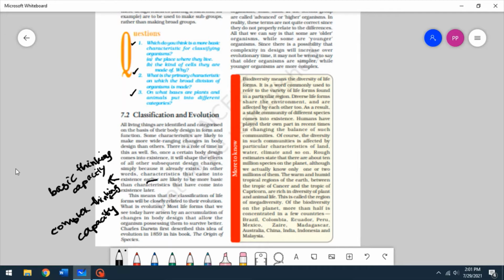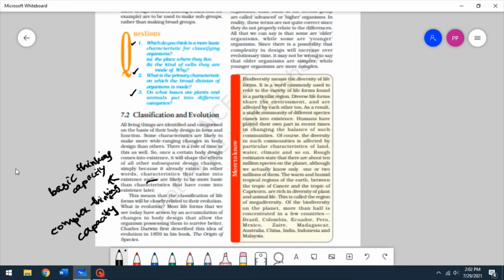I have basic thinking capacity as well as complex thinking capacity. I can think, oh, this is a pillow, I'm supposed to sleep on it, I'm not supposed to eat it. I have food in the fridge that I'm supposed to eat, right? So basic capacity will be there.